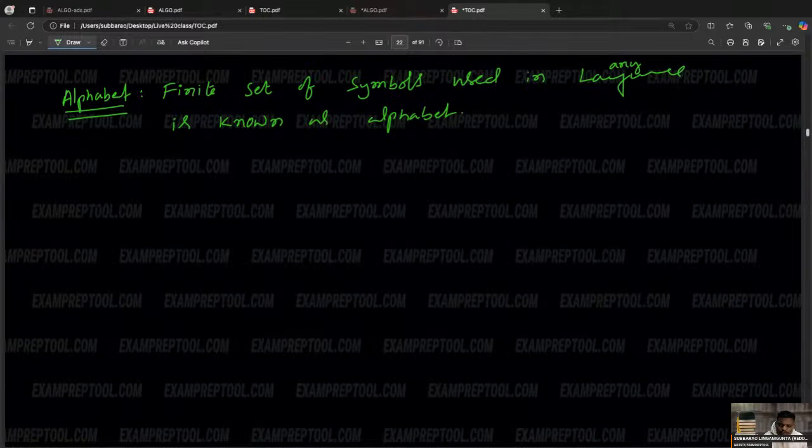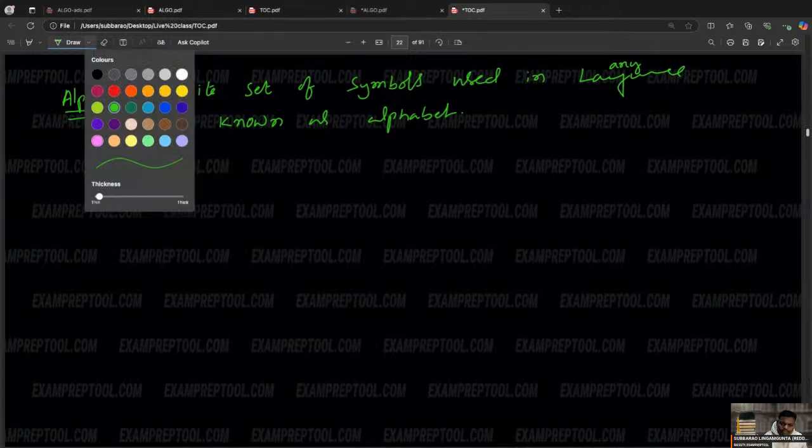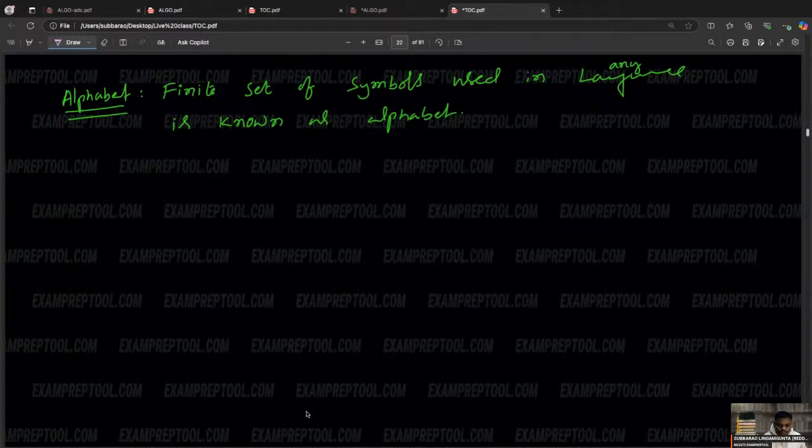Now let me say one small line. It's very simple, you know very well. You take any language, there is some alphabet. Suppose you take the English language. Alphabet will be represented by the symbol sigma. Sigma is equal to A, B, C, D, and so on up to Z. It's the English language alphabet. Every language has some alphabet.